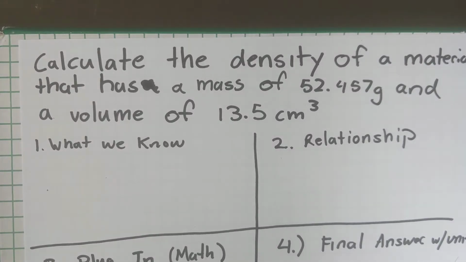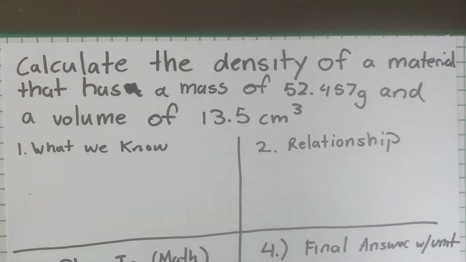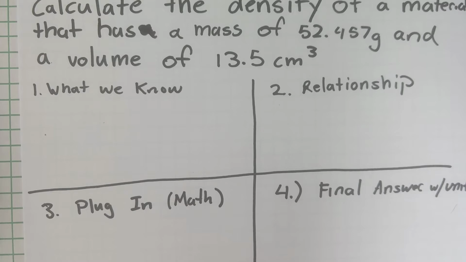Calculate the density of a material that has a mass of 52.457 grams and a volume of 13.5 cubic centimeters. We're going to solve this problem using the 4-step problem-solving method. The first step is identifying what we know.